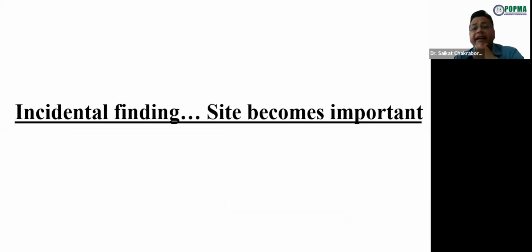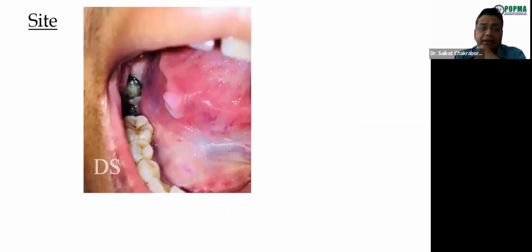When we think of incidental findings, sight becomes very important. For example, this is the lateral border of the tongue. If you pay attention to these two teeth here, these are 7 and 8, and this wall kept on hitting this part of the tongue, the lateral part of the tongue, and thus we had an ulcer. The patient didn't complain much of any pain.